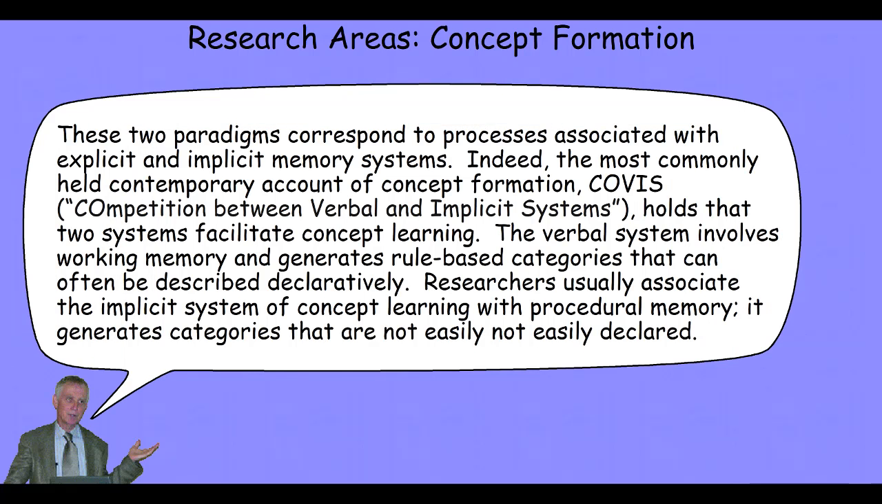Now, these two paradigms of concept formation correspond to processes associated with explicit and implicit memory systems, which we'll talk about when we turn to the memory lectures. Indeed, the most commonly held contemporary account of concept formation, with the acronym COVIS, or competition between verbal and implicit systems, holds that two systems facilitate concept learning. On the one hand, the verbal system involves working memory, and it generates rule-based categories that can often be described declaratively, that is, verbalized.